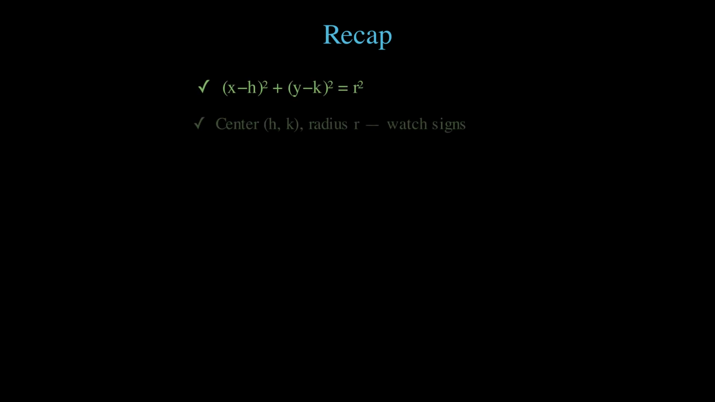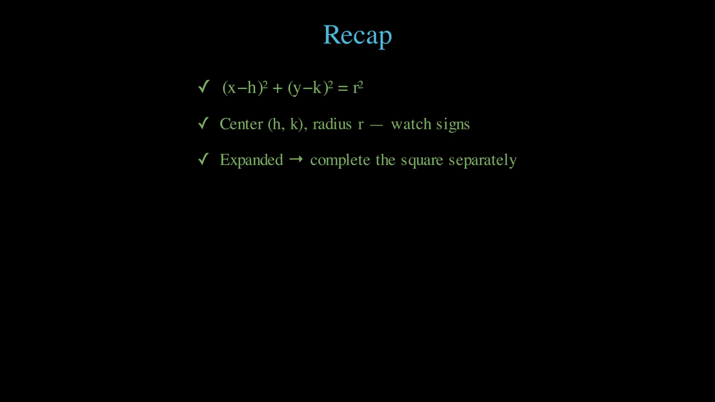Recap: standard form is (x minus h) squared plus (y minus k) squared equals r squared. The center is (h, k) and the radius is r, but the signs in the parentheses flip compared to the center coordinates. For expanded quadratics, complete the square for each variable and read the center and radius from standard form.